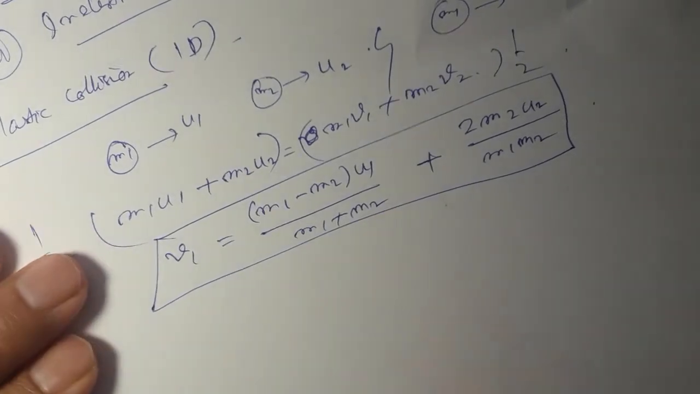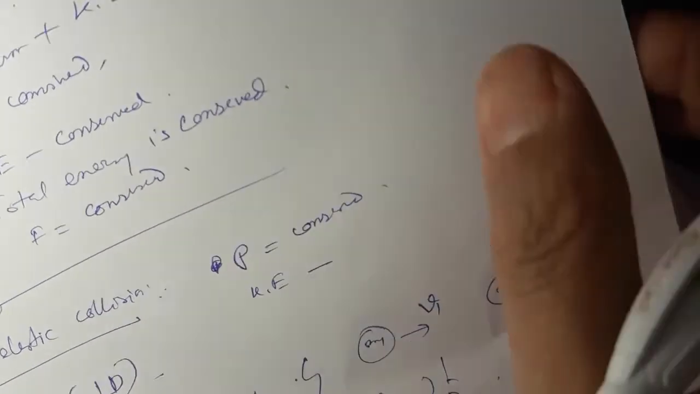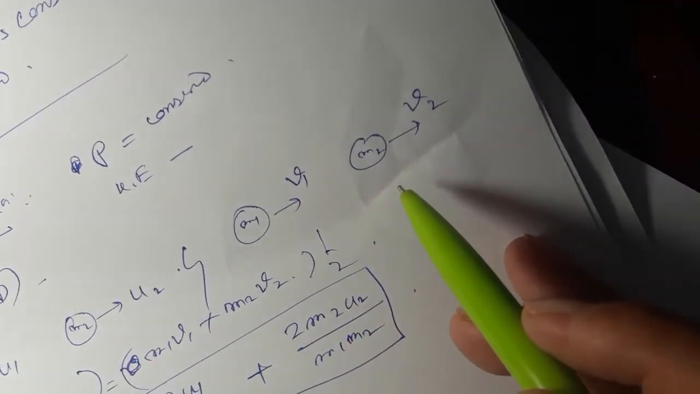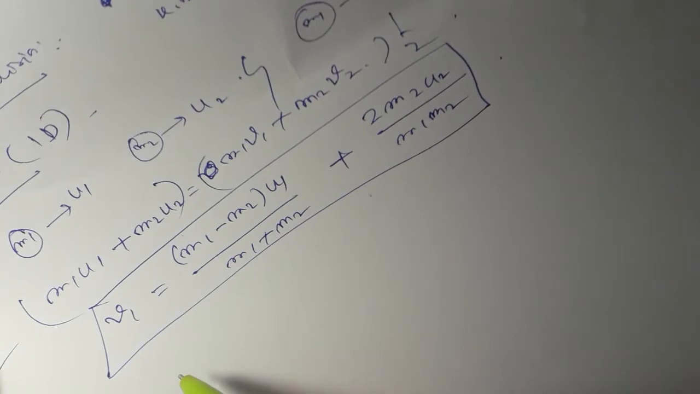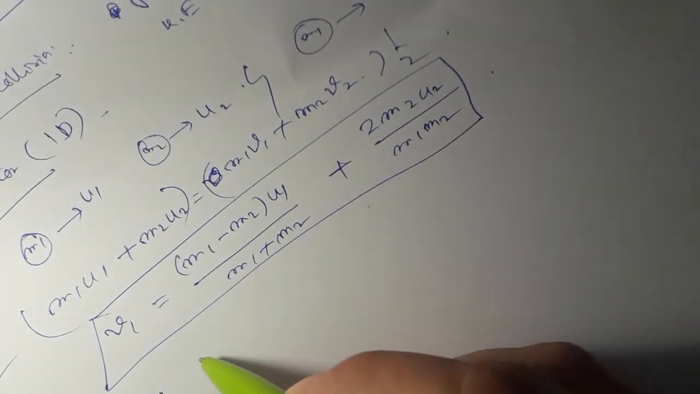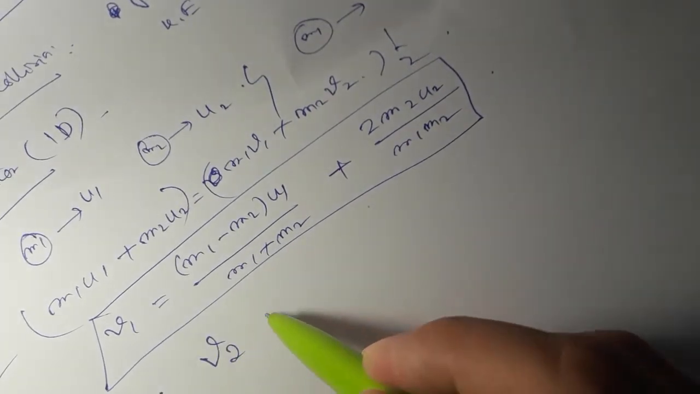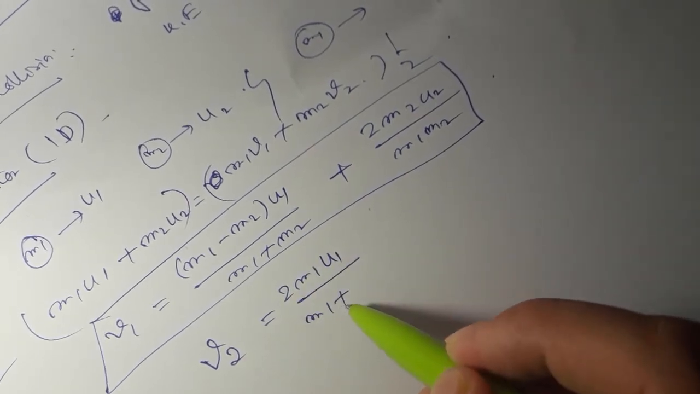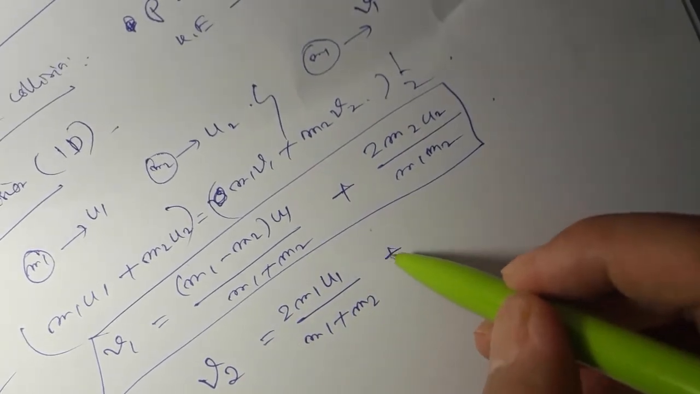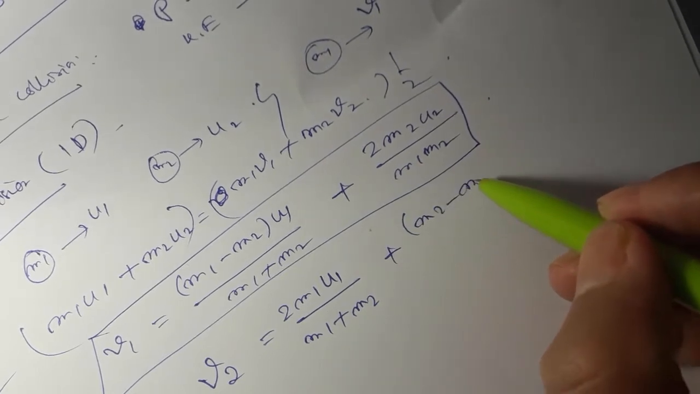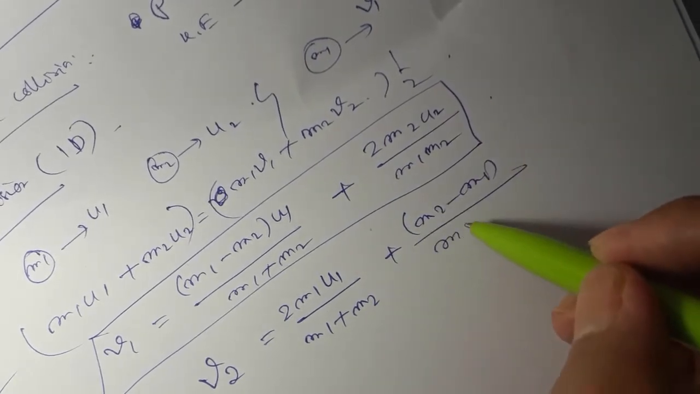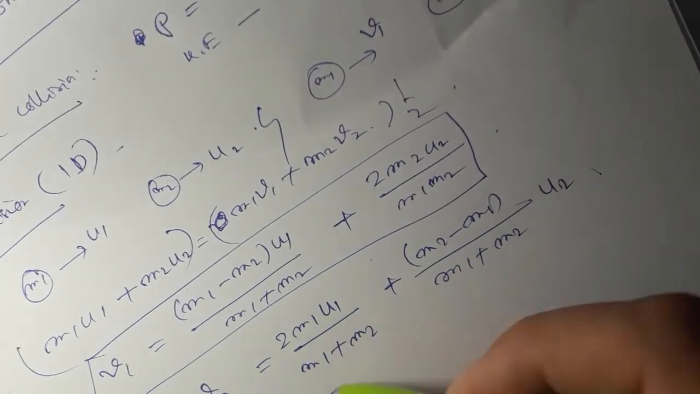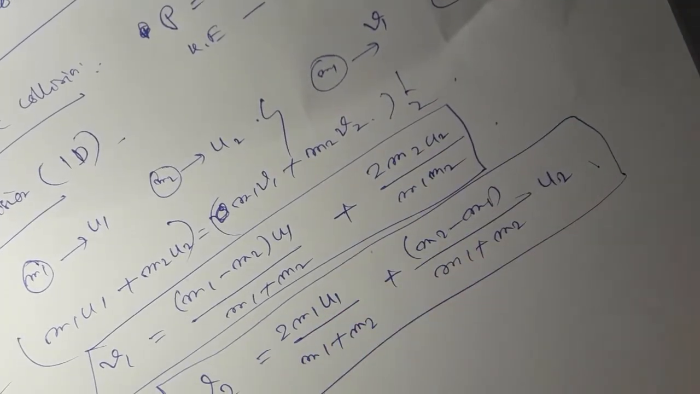Okay, and for the second body of mass m2, the velocity after collision will be given by v2 is equal to 2 m1 u1 divided by (m1 plus m2) plus (m2 minus m1) divided by (m1 plus m2) times u2. This will be the velocity of the second body.